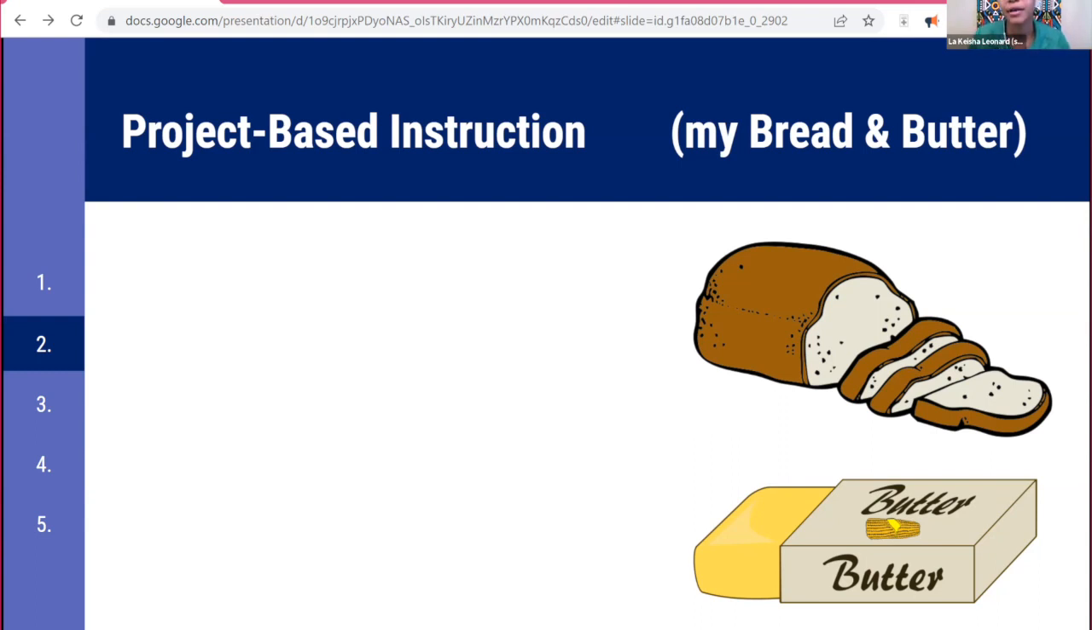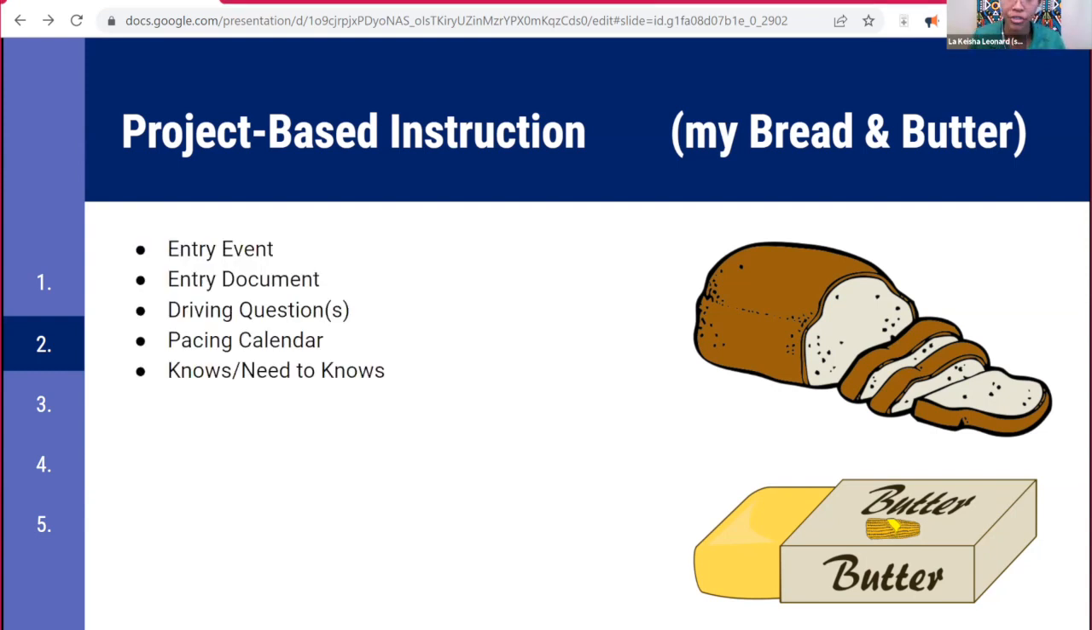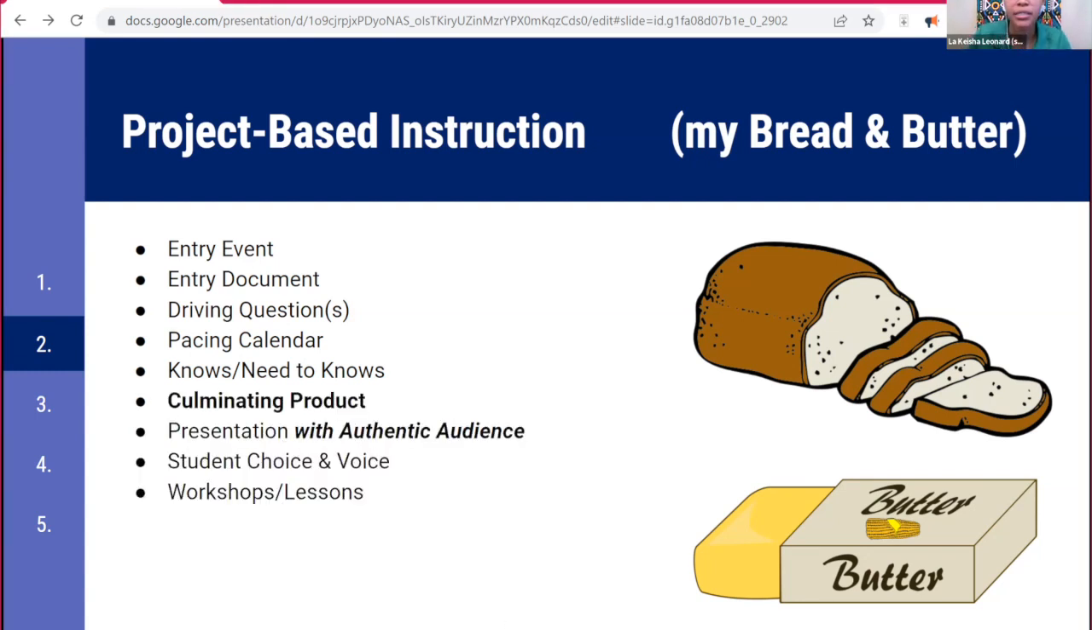But these are the components of project-based instruction that I'm familiar with and I try to use readily. So having some type of entry event, entry document, driving questions, pacing calendar, even doing knows and need to knows. Also having some type of culminating product. Usually there's a product, but if we're talking about a semester-long project, which is what I did, it's a culminating product. And then having some type of presentation, and the kicker here is with an authentic audience. That's what I always fell short with when I was in the classroom, but I figured it out for this course.